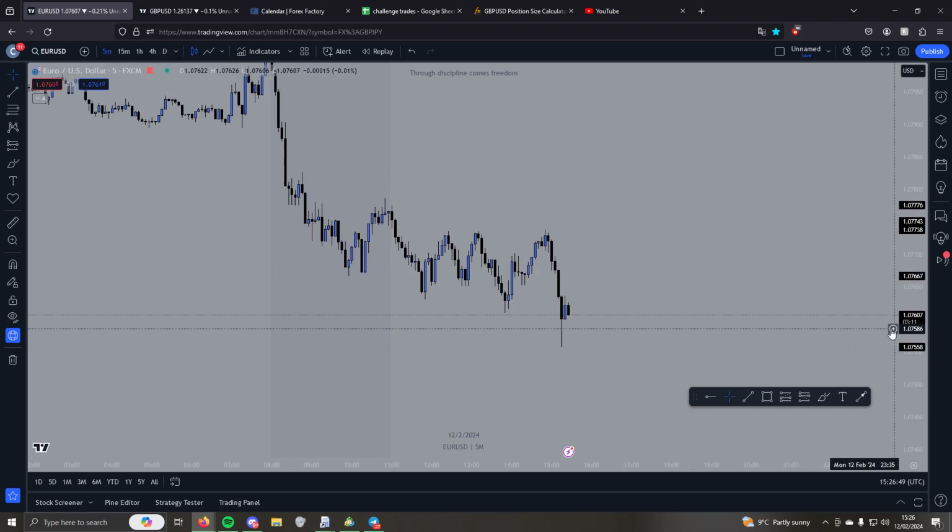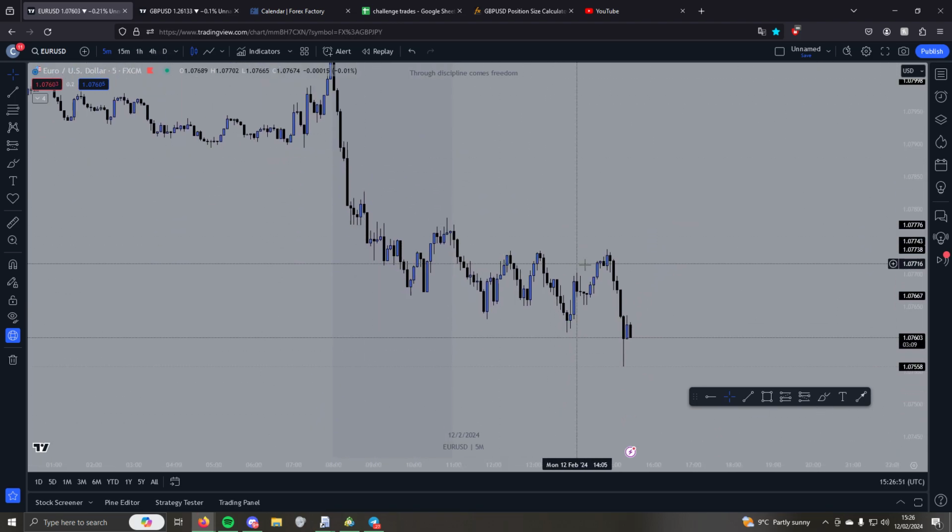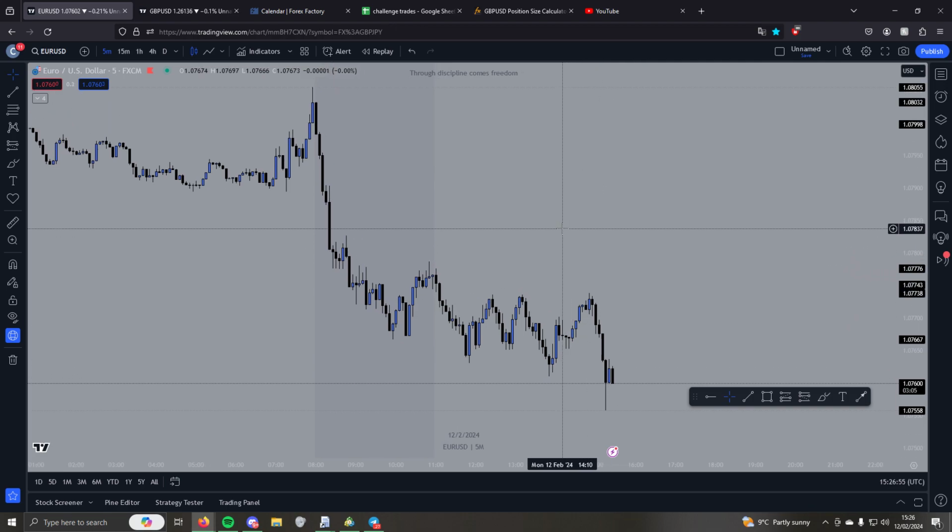Euro USD did not want to reverse and fill in these gaps above right now. So that is Monday, 12th of February, daily breakdown. 2 and 1 for the day.